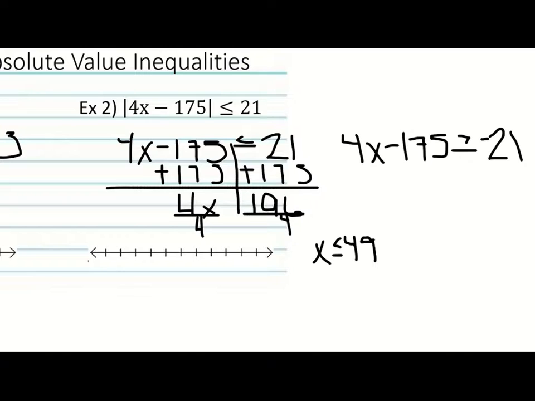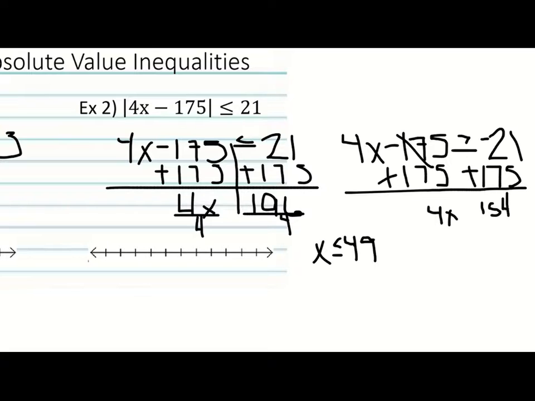My second inequality, if I solve that one, I'll add 175 to both sides. So I will have 4x. -21 plus 175 is going to be 154. And then divide by 4. So I'll have x is greater than or equal, and 4 goes into 154 38.5 times.